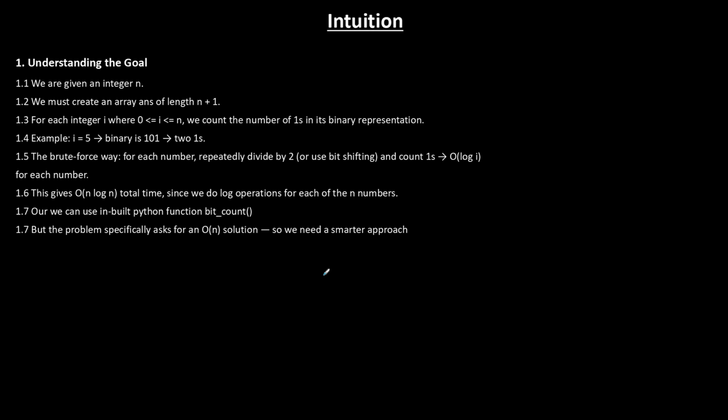To understand what the problem is asking, we should build up an intuition for the problem. Let's start by understanding the goal first. We are given an integer n. We must create an array answer of length n plus 1, as we have already seen before. For each integer I, where I is 0 to n, we count the number of ones in its binary representation. For example, if I equals 5, the binary is 101, so there are two ones.